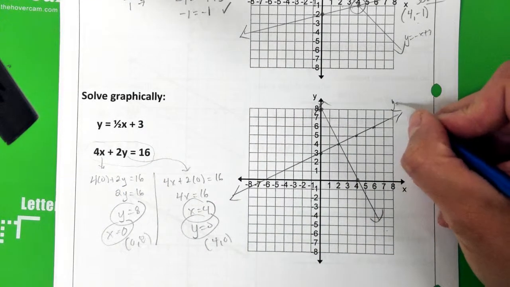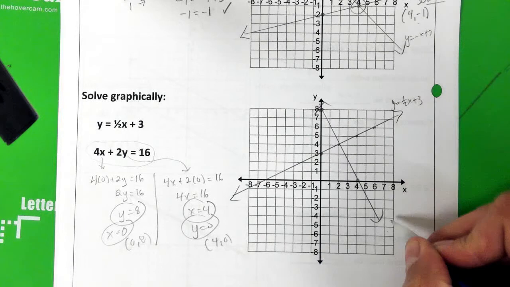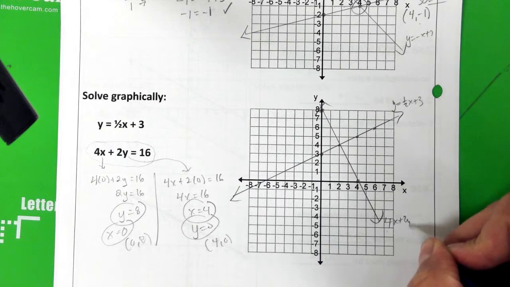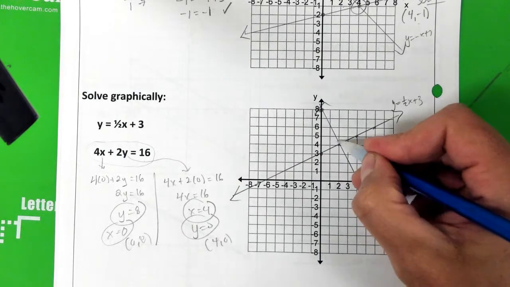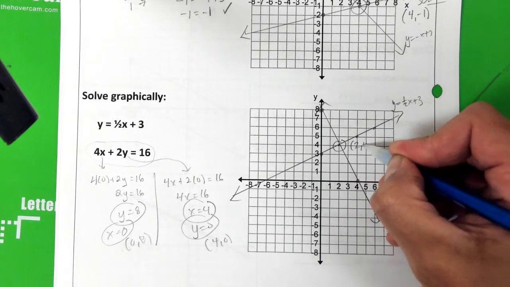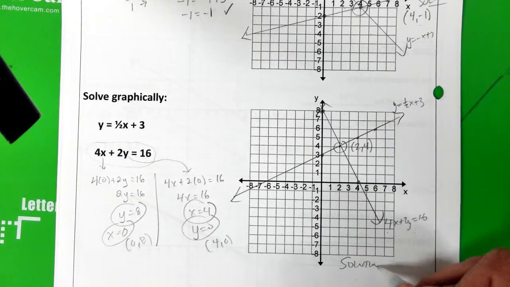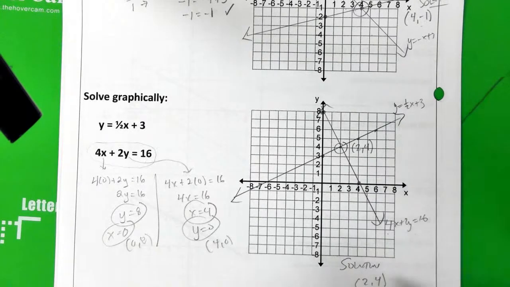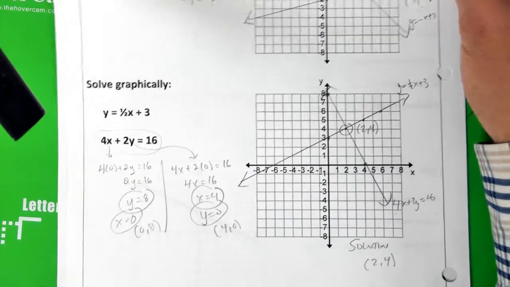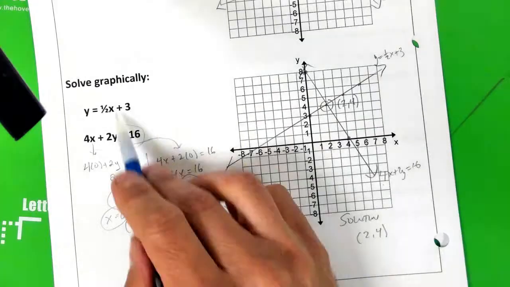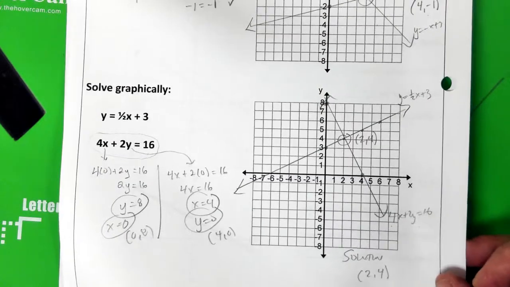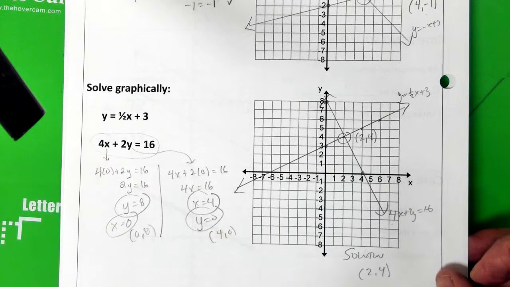And this is y equals 1/2 x plus 3. 4x plus 2y equals 16. All right, so it looks like we have an intersection point here at 2, 4. So we believe the solution is 2, 4. Once again, I would encourage you to take those values and substitute them in to check your work. So pause the video now and make sure they check.